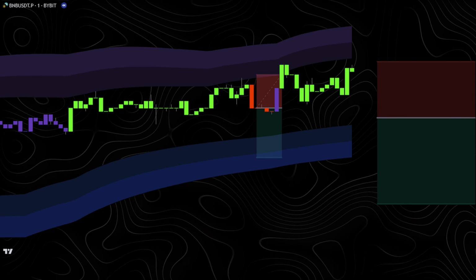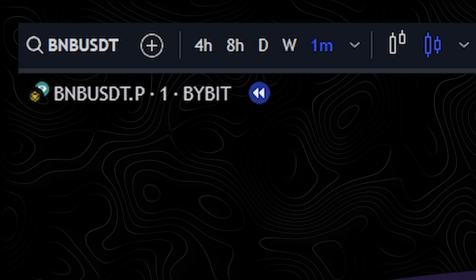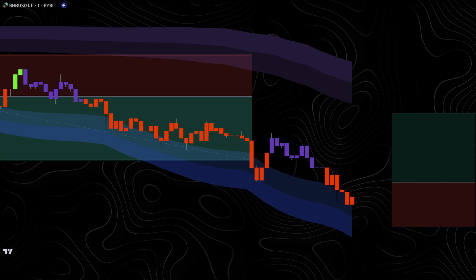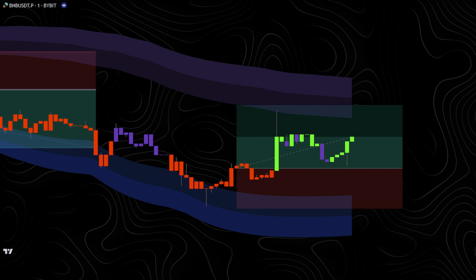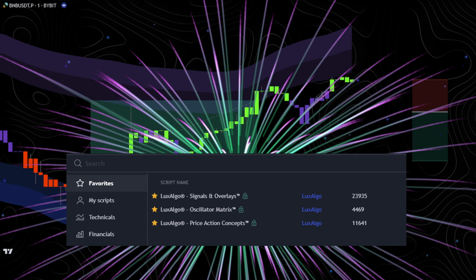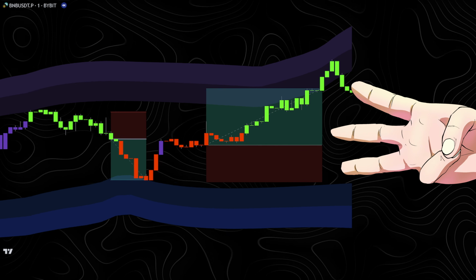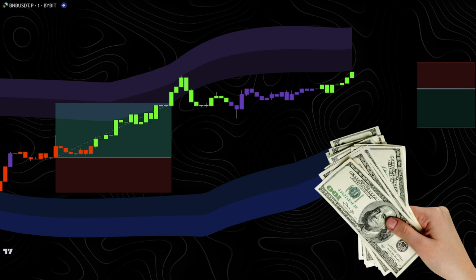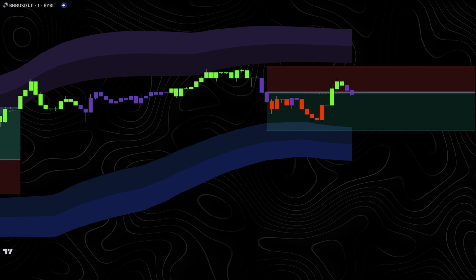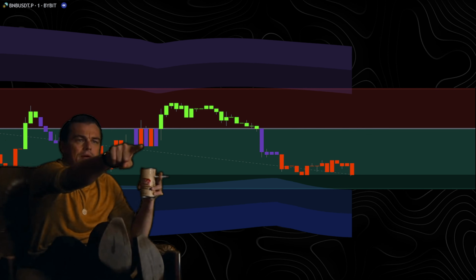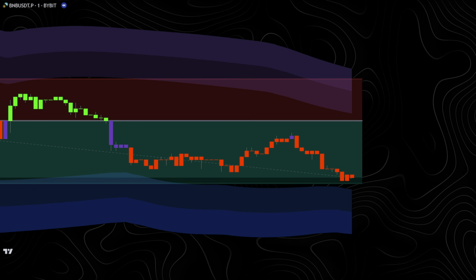As an example for today's video, I am going to use Bybit's BNB USDT chart. The strategy is very simple and is based on reversal trading using only one indicator, which is called LuxAlgo signals and overlays. To trade it profitably, you need to follow 3 rules, with the last one being the most crucial. In this short tutorial, I'll show you how to build the same setup as well as the strategy's entry and exit rules. Without wasting any time, let's get straight into it.